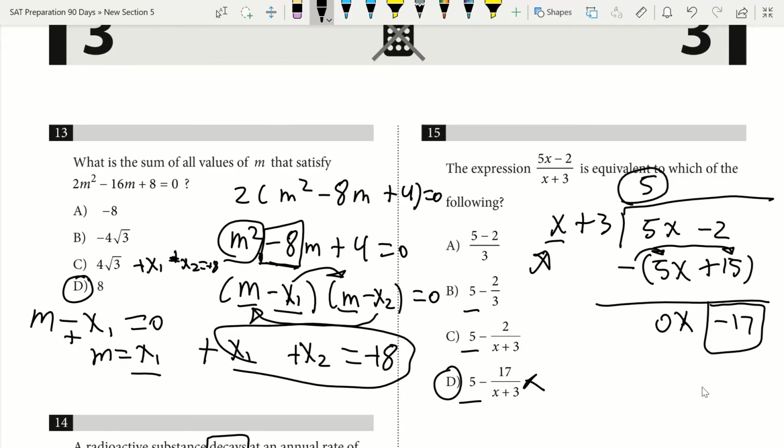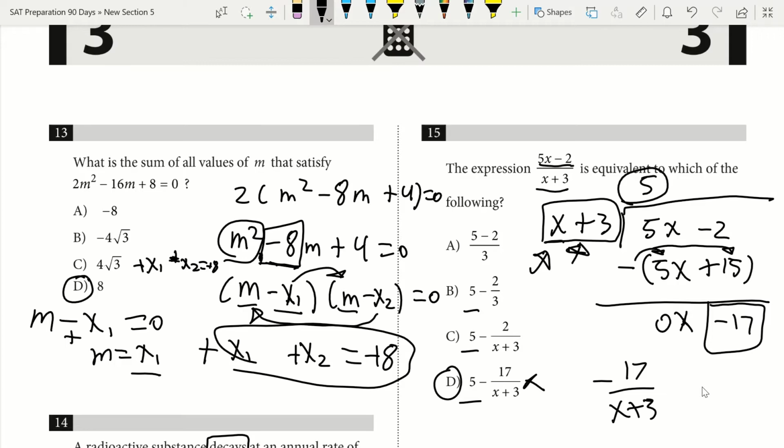So with your remainder in these situations where you're dividing by something with a variable like this, your remainder gets set over your divisor. So your remainder is negative 17 over x plus 3. You have to keep in mind you have to have it over x plus 3 since that's what we were dividing by, right? So this one could be a good one to put in your notes, understanding how to divide with a variable in the denominator and the numerator. That's how we set it up.